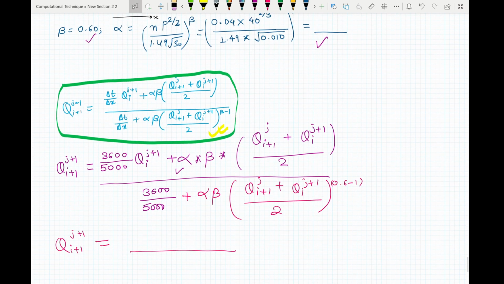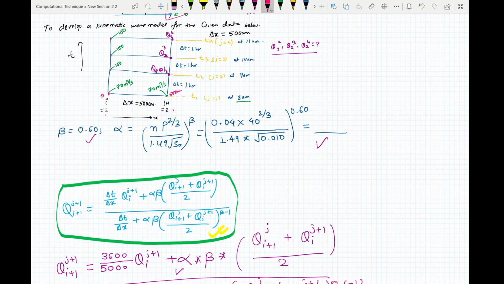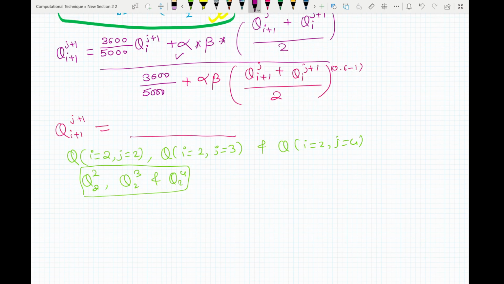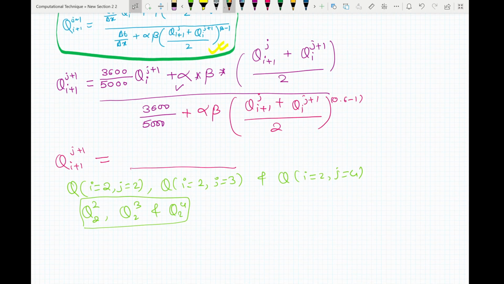times, now you can see here your I varies from 1 to 2 and your J varies from 1 to 4. Therefore you have to find your flow Q. So for this equation, let's take an example. Let's say we put I as 1 and J as 1, which means that this will be Q12, this will be Q21, this will be Q12.